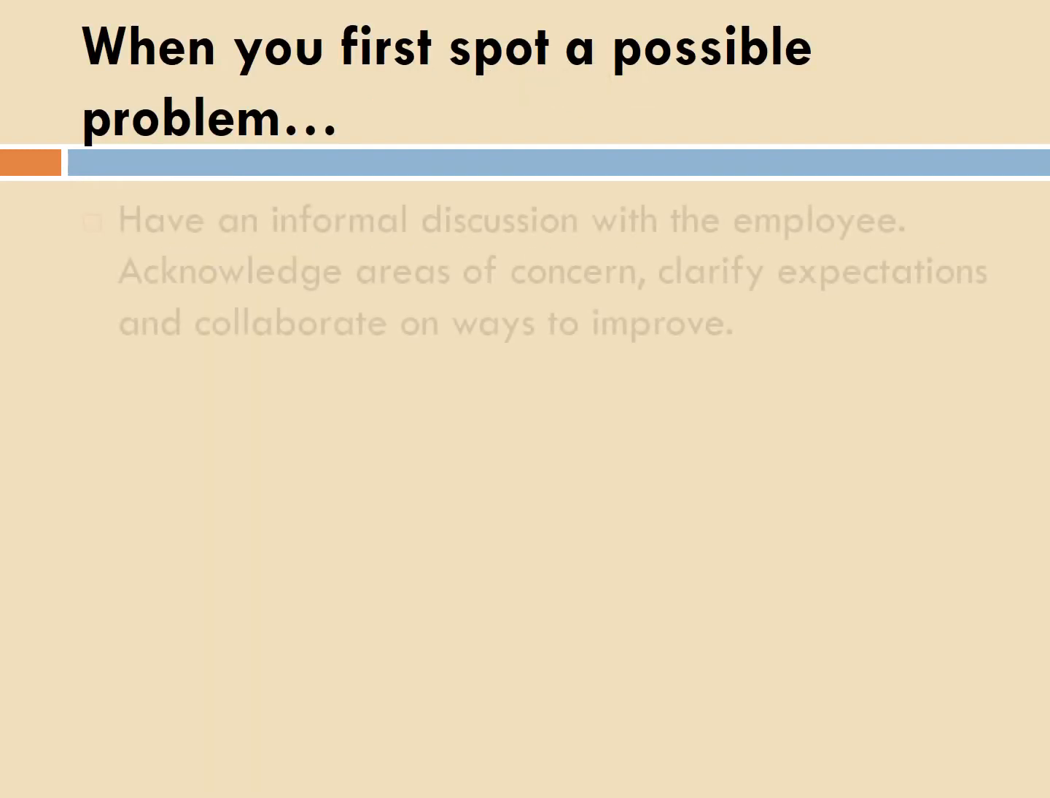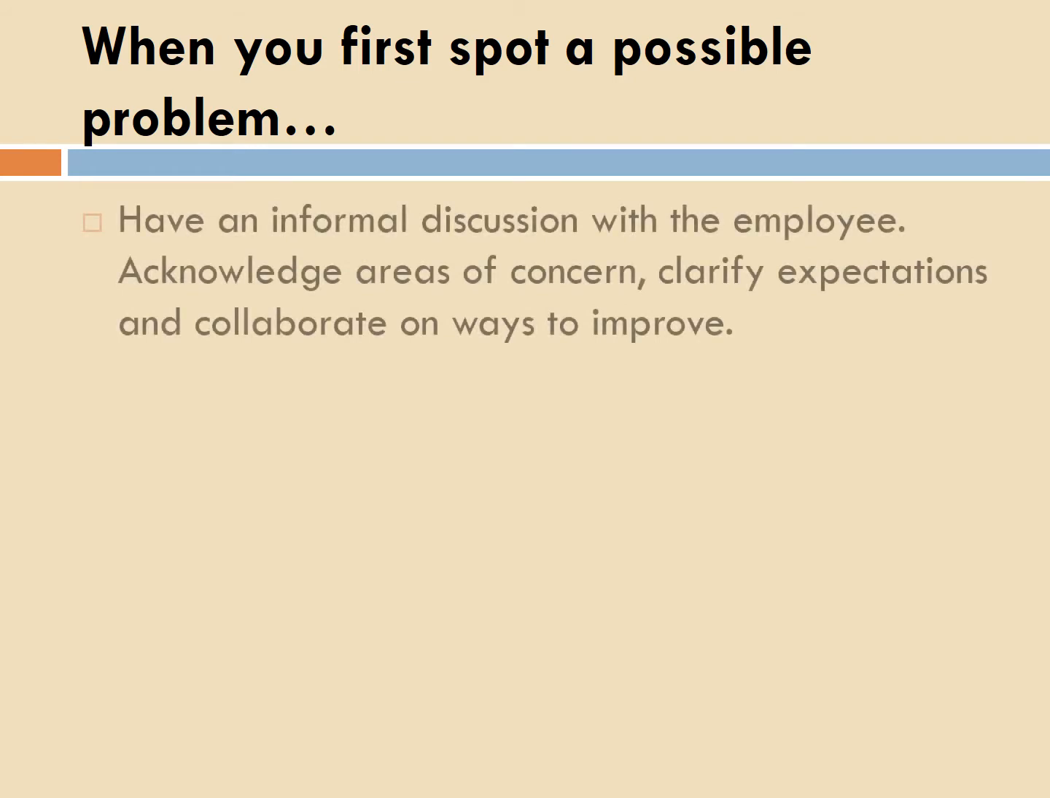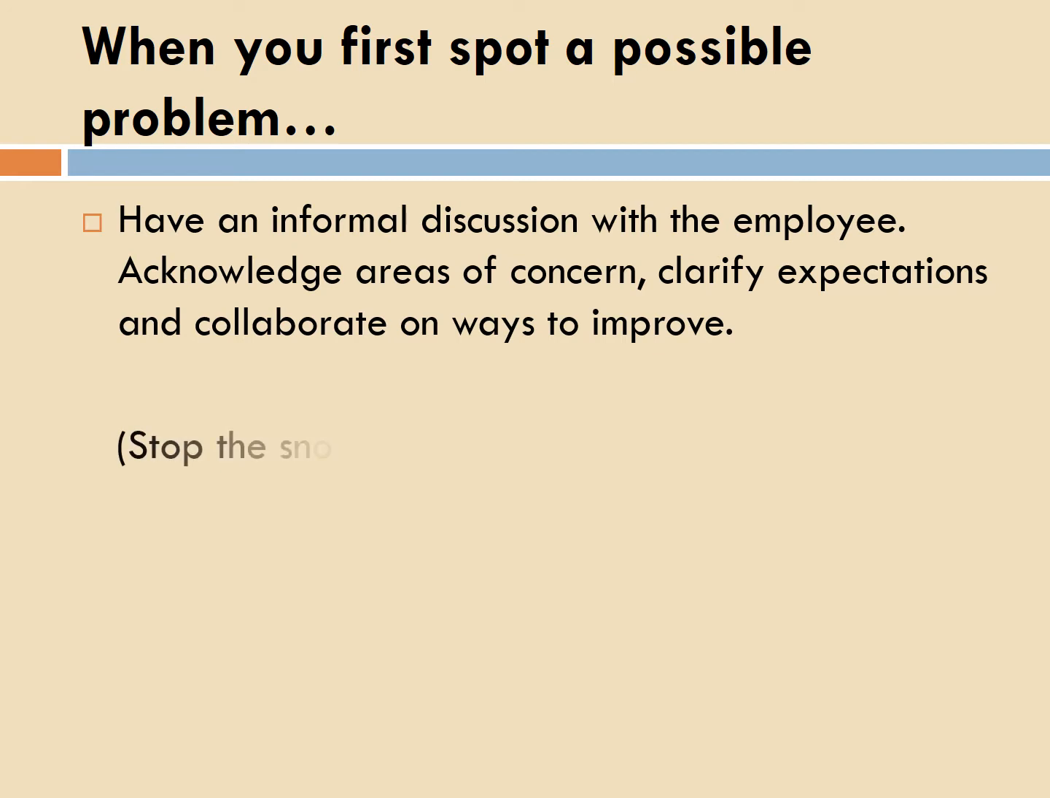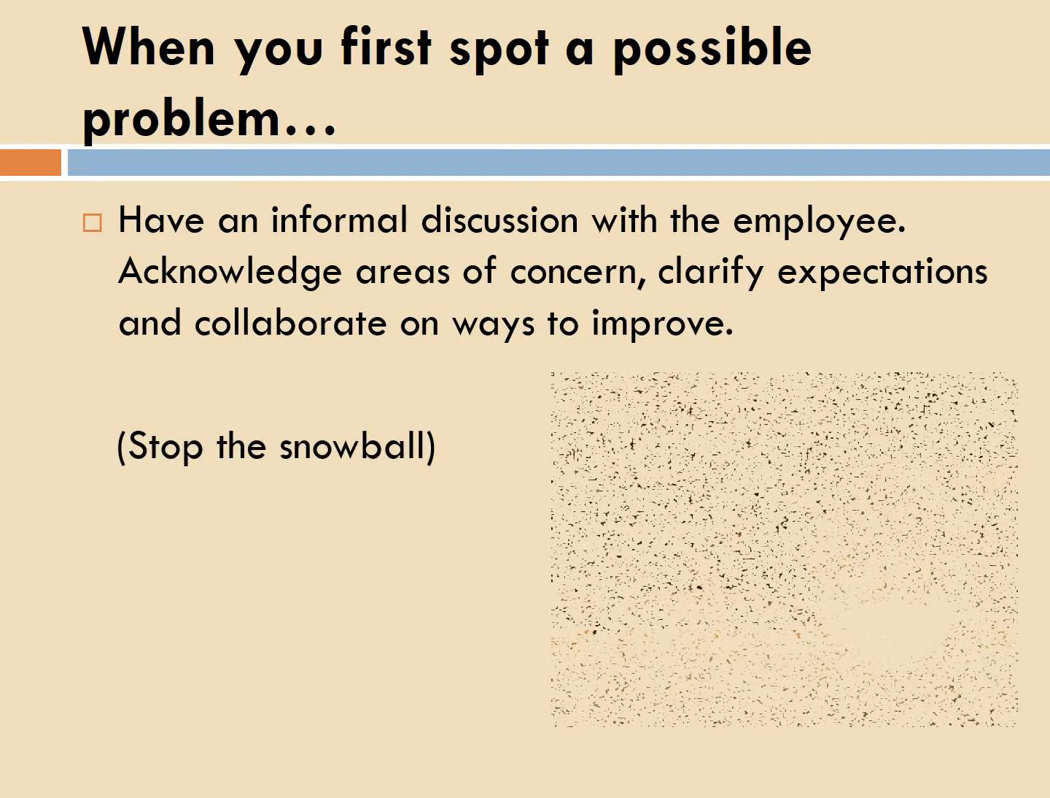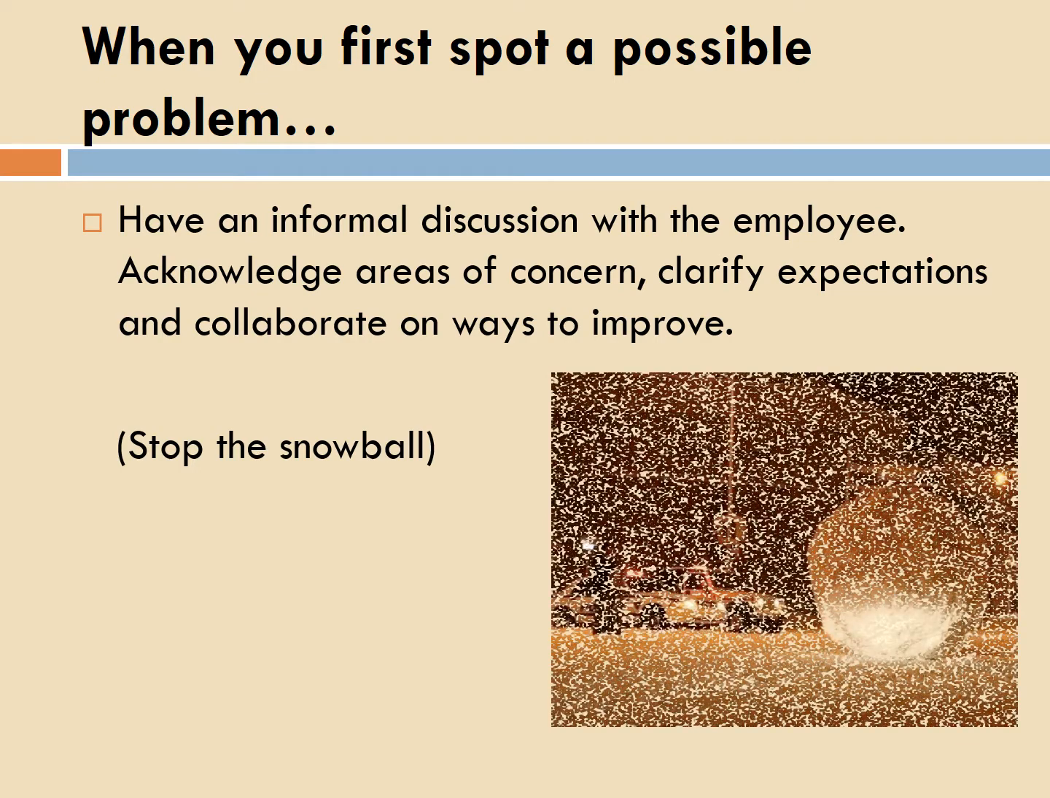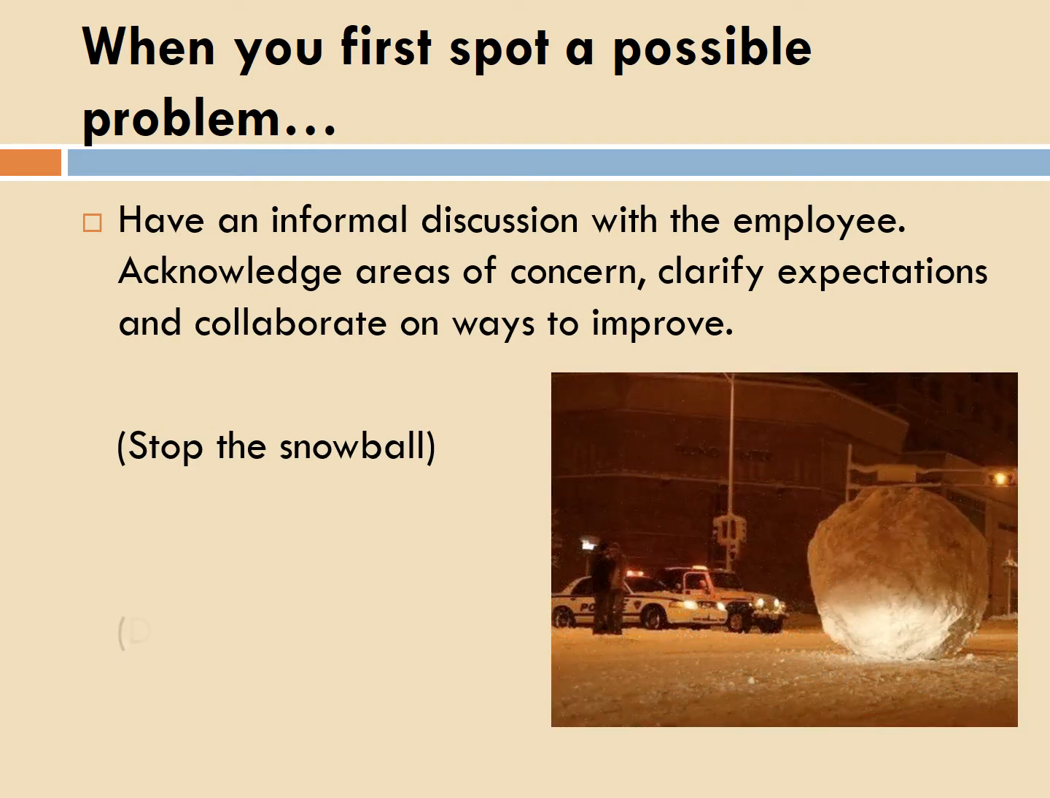When you first spot a personal problem, it's okay to begin with an informal yet direct discussion with the employee. Acknowledge areas of concern, clarify expectations, and collaborate on ways to improve. Having a discussion immediately after a performance-related incident helps to keep an issue from snowballing. The point is, there has to be an intervention point. You have to do something. Letting a problem continue unchecked can make you part of the problem.